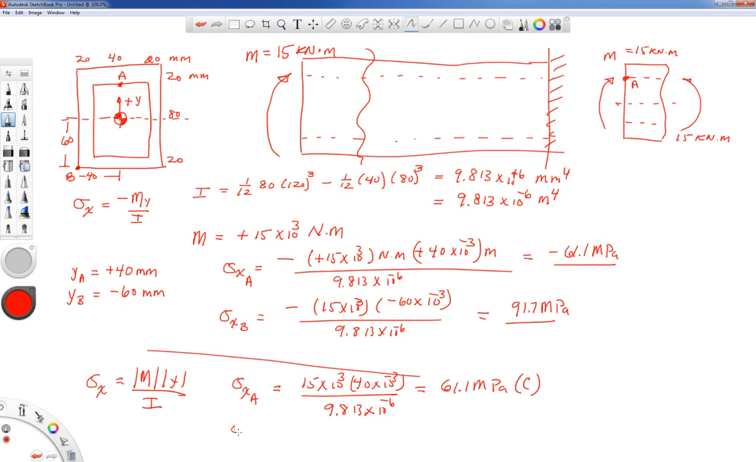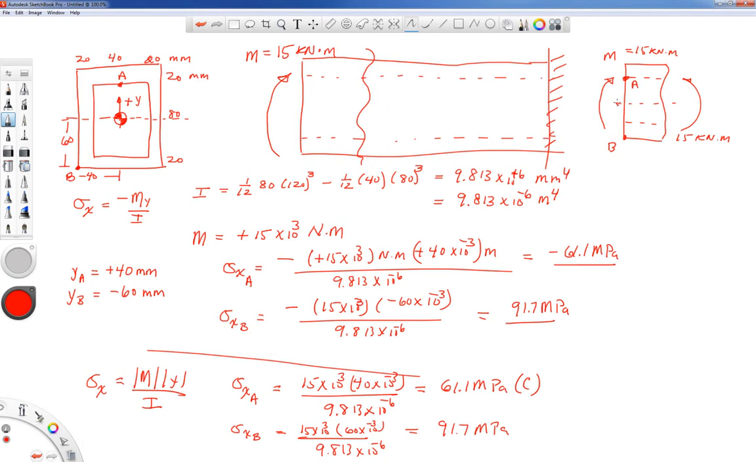And likewise for point B, we have the magnitude of the moment. We have the magnitude of the distance. And we have the moment of inertia, 9.813 times 10 to the minus 6. Put all those together, you get a magnitude of 91.7 megapascals. And point B is down where it's in tension, so we leave the sign alone. It stays positive. So again, there's two ways to use this.